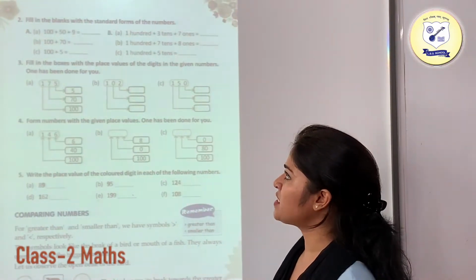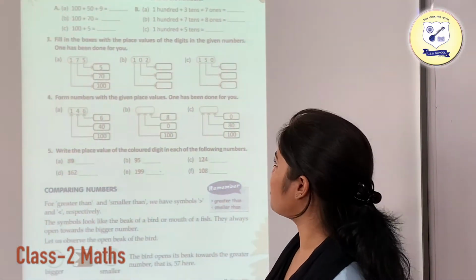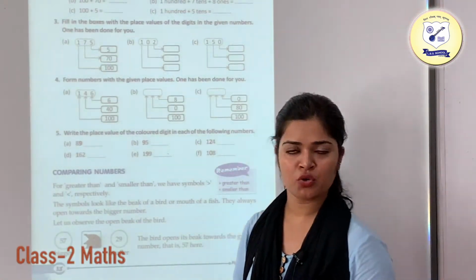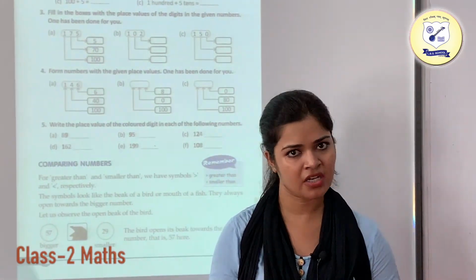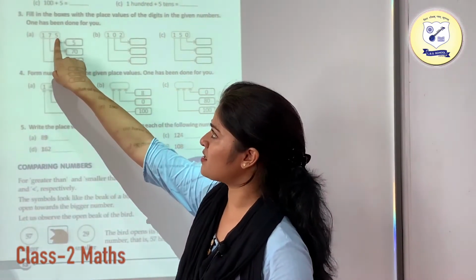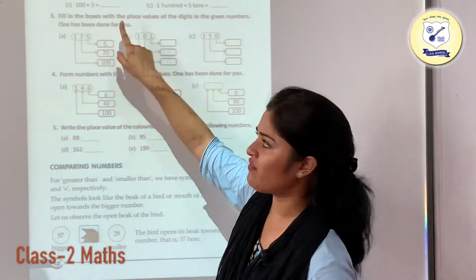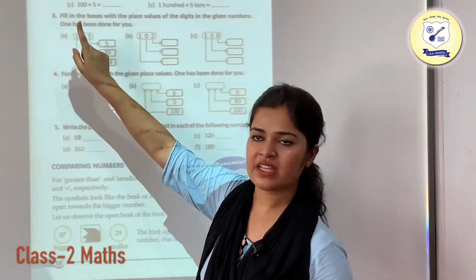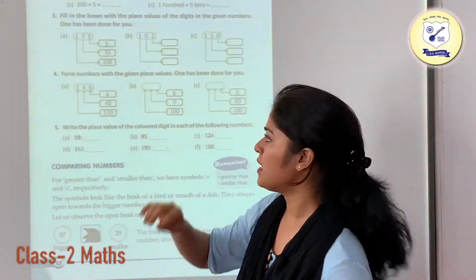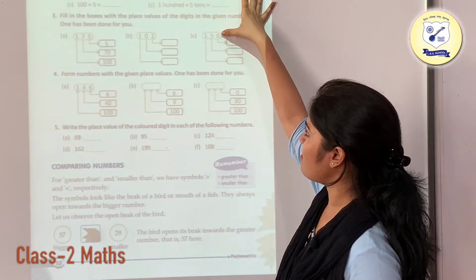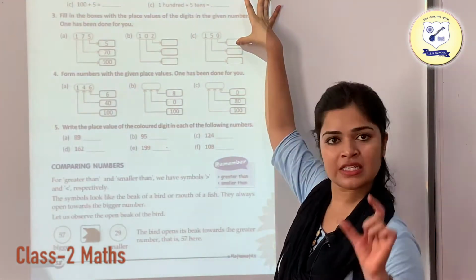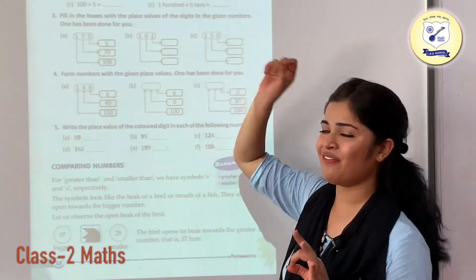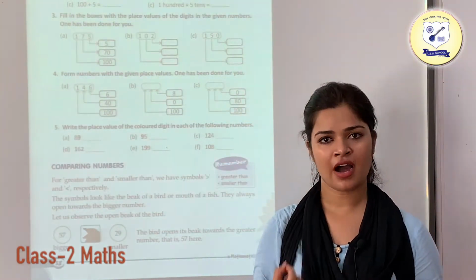Now the third question is, fill in the boxes with the place values of the digits and the given number. One has been done for you. What you are going to do is, you just need to write the place values of the digits which you are having. Like you can see that this is on ones place, so the place value of this is going to be 5. This is on tens place, so the place value of this is going to be 70. This is on hundreds place, so the place value is going to be 100. Okay. Similarly, when you are moving to this, we are having zero on ones place, so what you are going to write is 0. After that, you are having 5, so what you are going to write is 50. After that, we are having 1, so what you are going to write is 100.